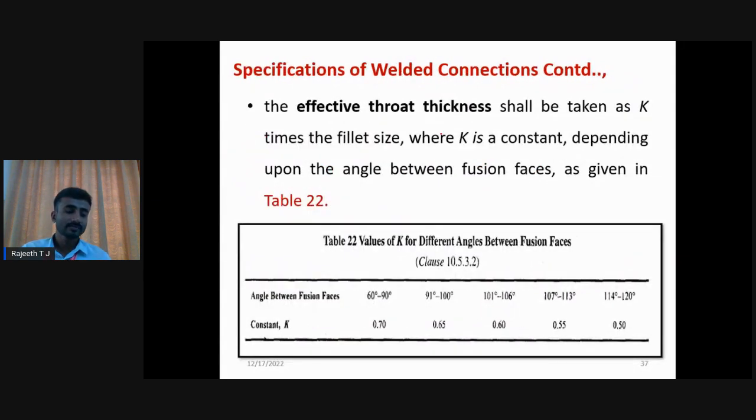Other specifications: the throat thickness, which uses the K value, is given in Table number 22. This is also a very, very important concept. What do we mean by effective throat thickness?